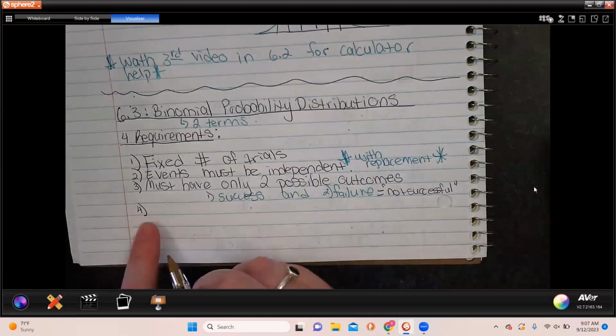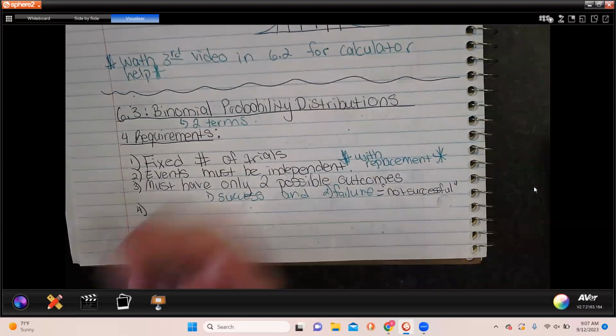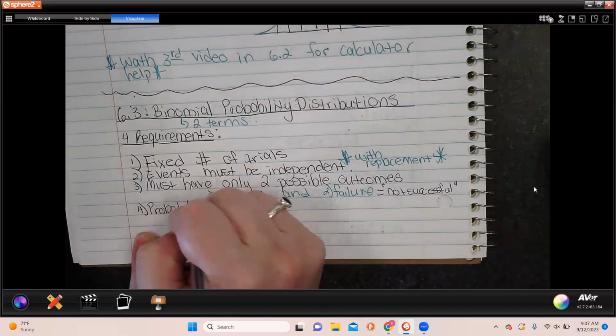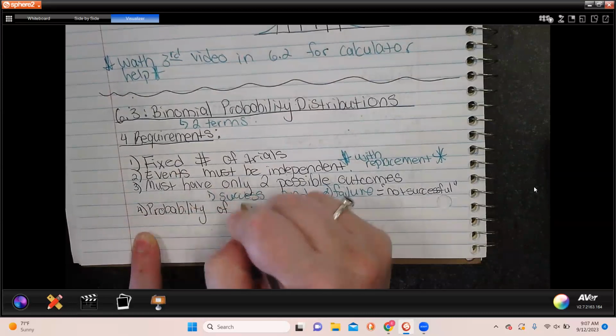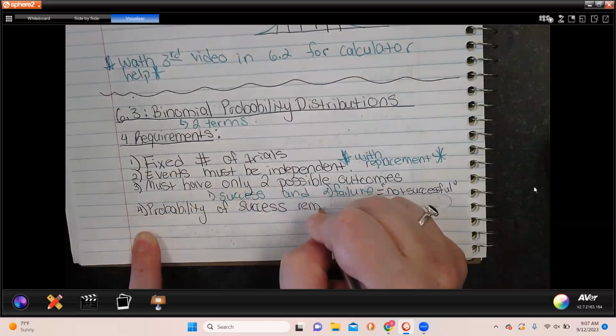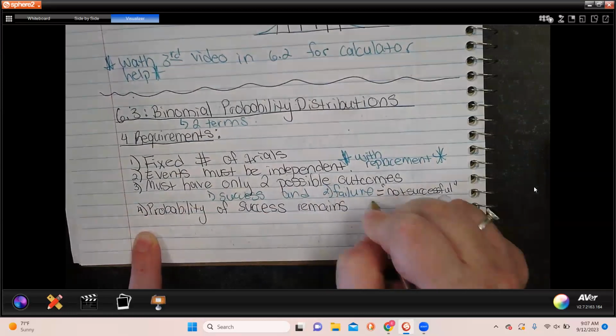Okay, so number 4, the very last requirement is that your probability of success must remain the same for every trial.